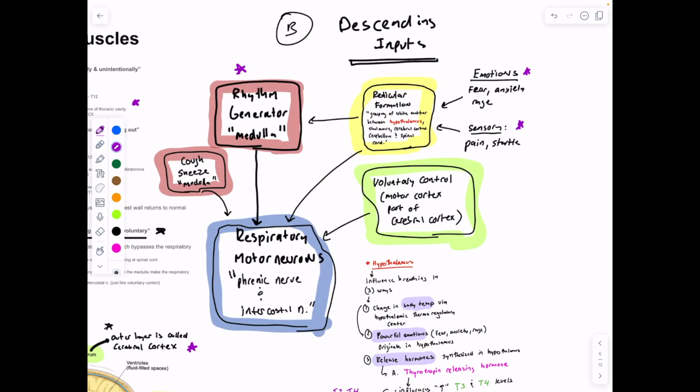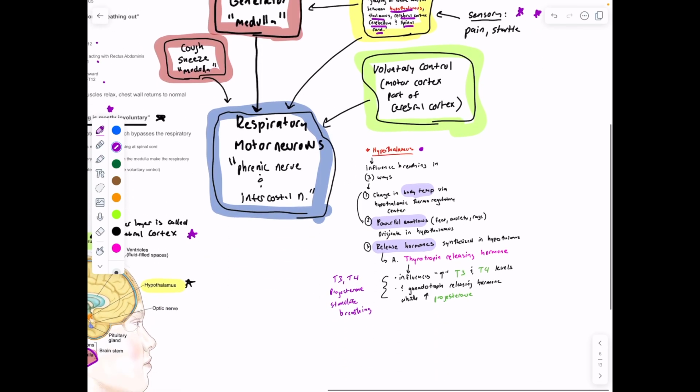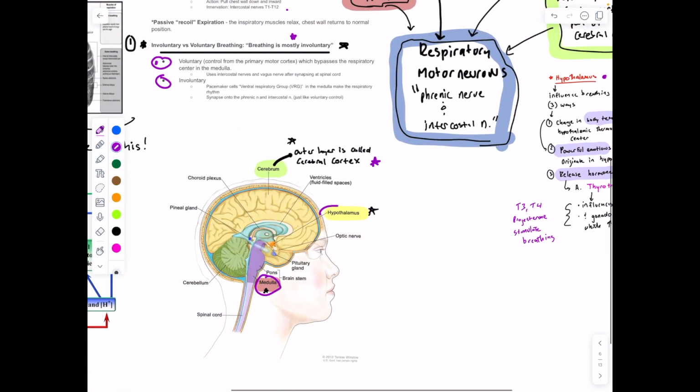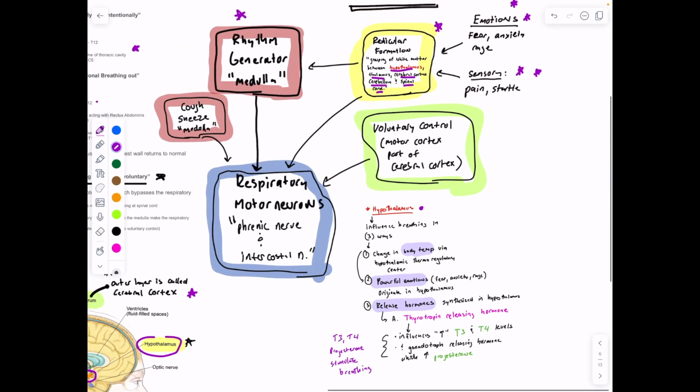All right, if we are dealing with these sort of other inputs, emotions, fear, anxiety, rage, sensory, pain, startling, we have the reticular formation, which is a grouping of white matter between the hypothalamus, the thalamus, cerebral cortex, cerebellum, and spinal cord. And specifically in the lecture, we were told to focus on the hypothalamus. And so the hypothalamus, which is located right here, is going to influence breathing in 3 main ways.